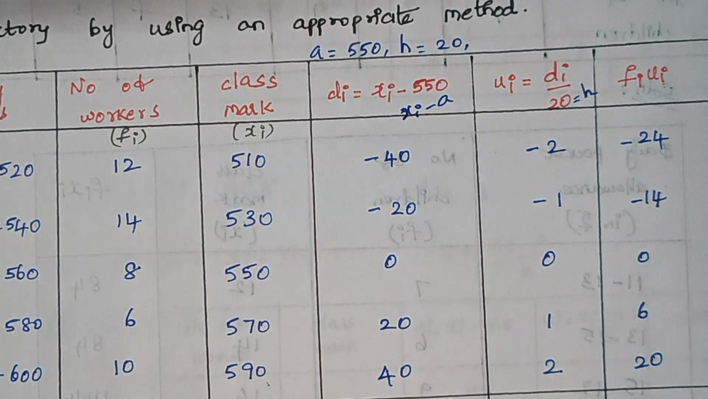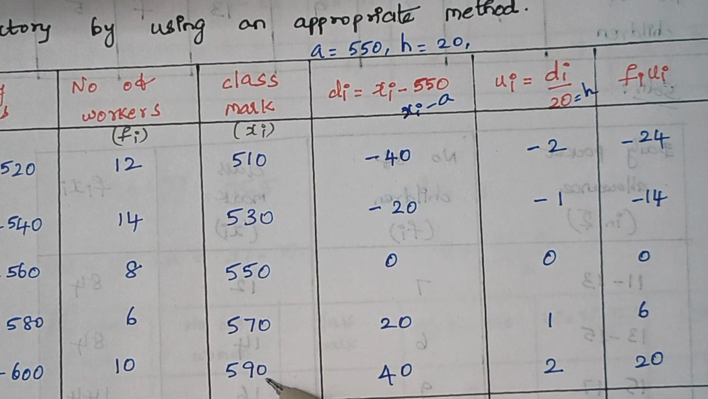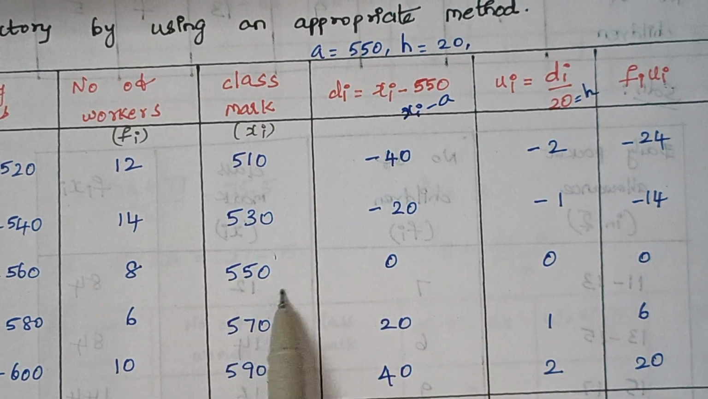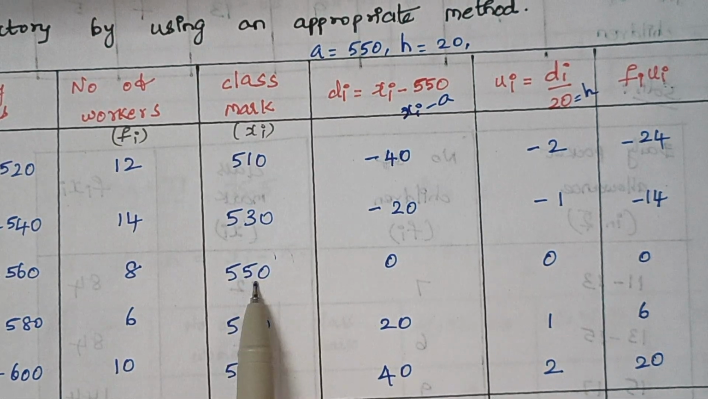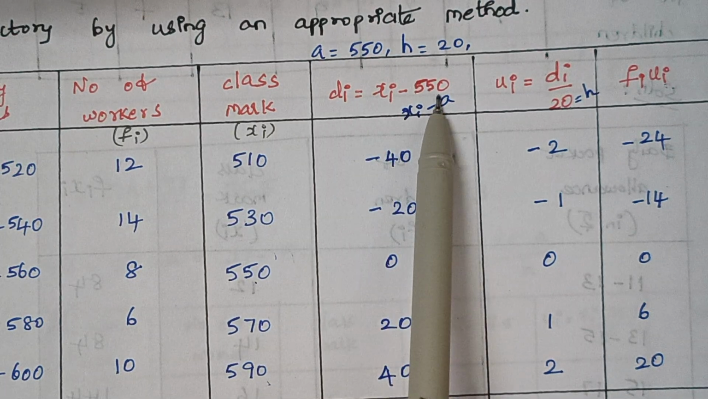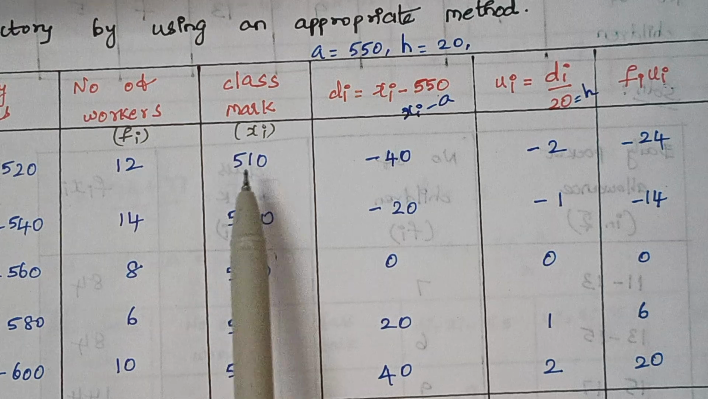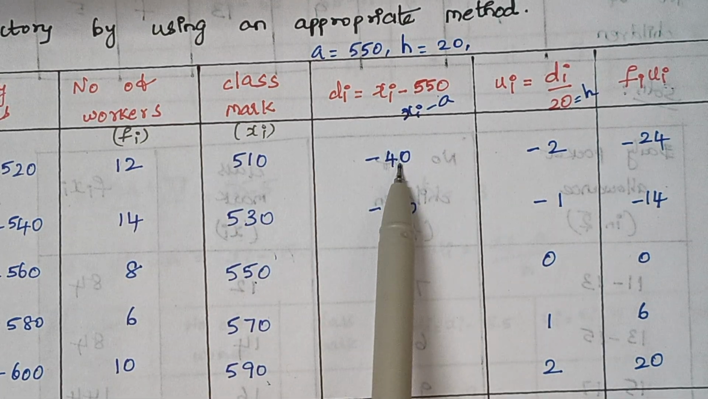Now you just count how many values of xi we have. 1, 2, 3, 4, 5. So we can select the number at the middle. So here it is 550. Therefore, the value of A is 550 here. So di is xi minus 550. So here the value of xi is 510. So 510 minus 550 gives you minus 40.